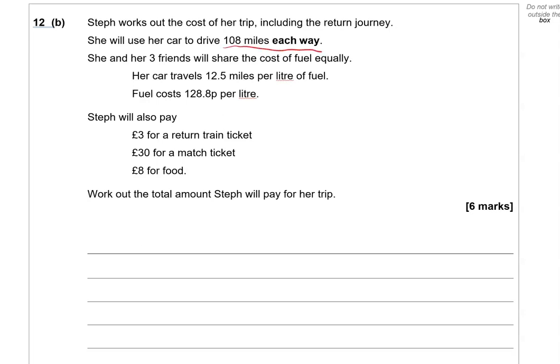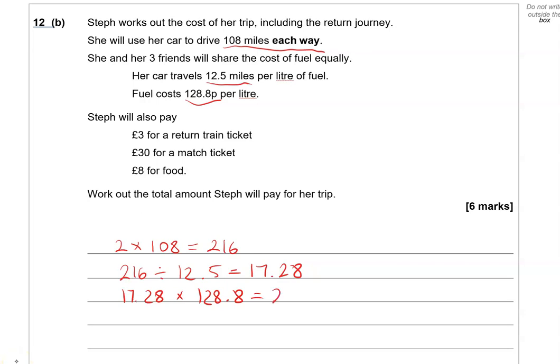So this is 108 miles each way, so that means 2 times 108 gives us 216 miles in total. Her car travels 12.5 miles per litre of fuel, so how many litres are needed? So we're going to divide 216 by 12.5 to get 17.28 litres. The cost is 128.8, so we're going to do 17.28 times 128.8, which gives us 2,225.664. That is pence.